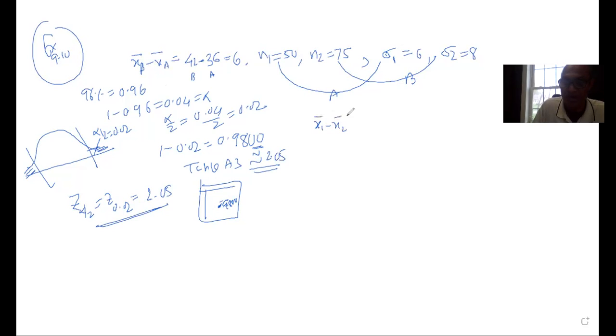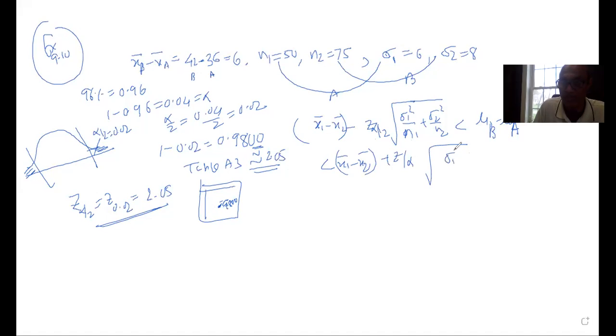Once you have this Z alpha by 2, I can plug in the values: x1 bar minus x2 bar, minus Z alpha by 2 times the square root of sigma 1 square over n1 plus sigma 2 square over n2, is less than nu1 minus nu2, or in this case nu b minus nu a, because you have to have this order. It is asked in this order. And that is less than x1 bar minus x2 bar plus Z alpha by 2 times the square root of sigma 1 square by n1 plus sigma 2 square by n2.